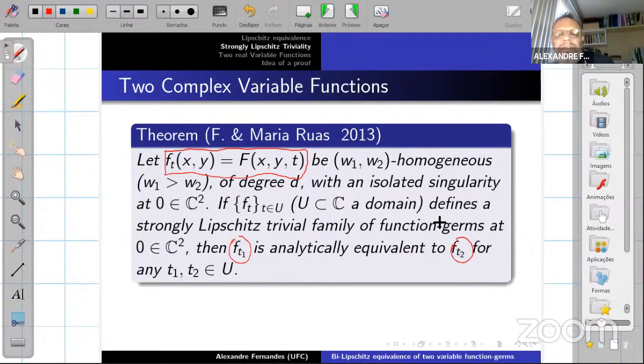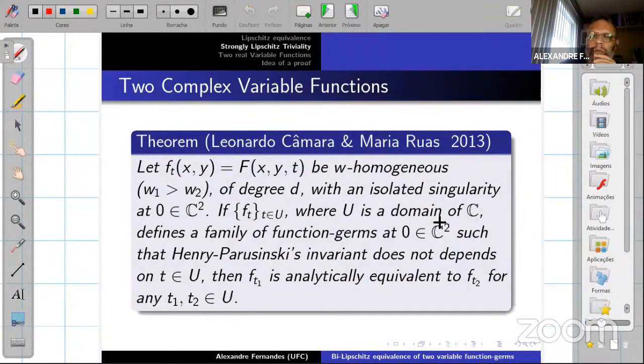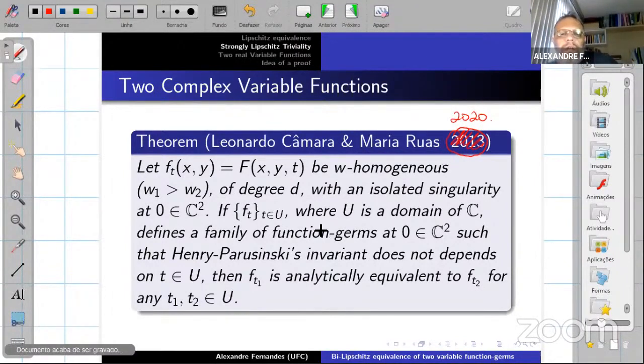Analytic equivalence. It was proved in 2013. After that, such a result was improved by Leonardo Câmara and Professor Maria Ruas. This is not in 2003. This is last year. They proved the following.